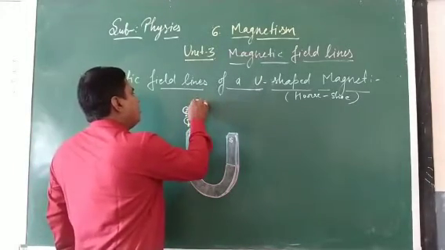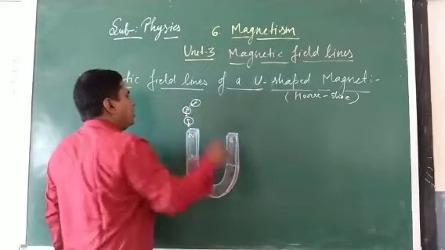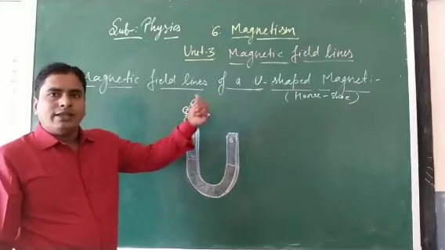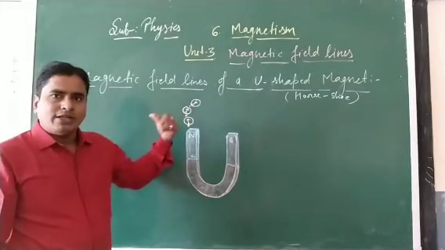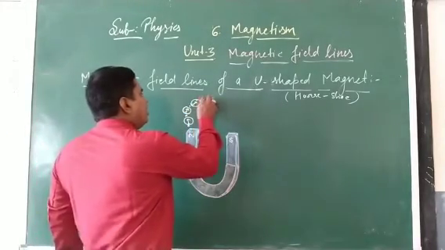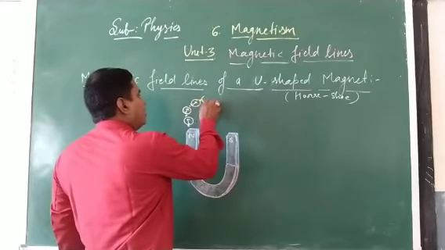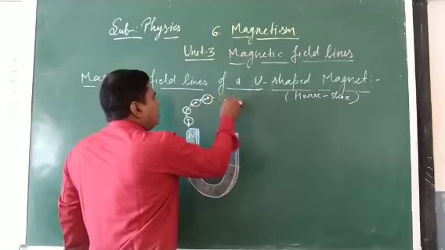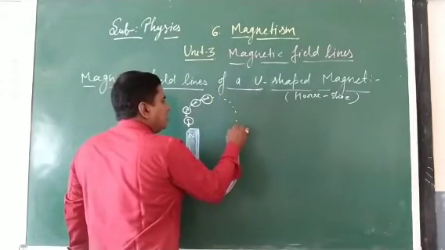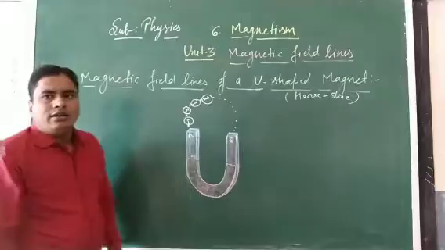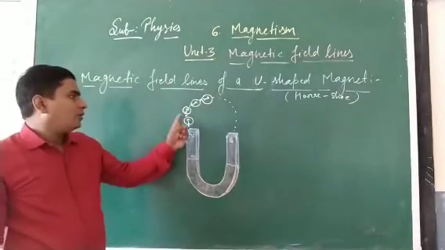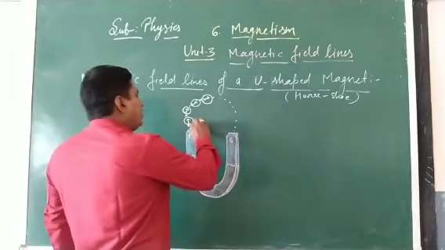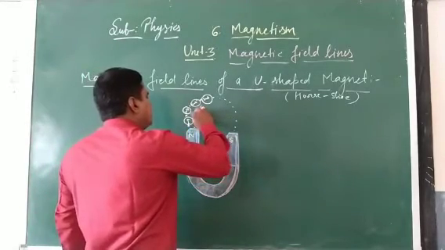Then we keep it here. Then we see again the arrow points outward and the tail of the compass points inward. Then again here we make a point. Then again in the same way, you will draw the dots from the north pole to the south pole. Clear? You repeat the same process many times for the different lines.